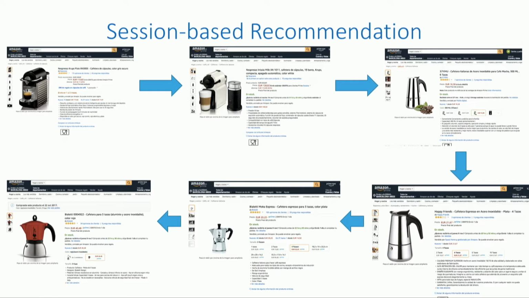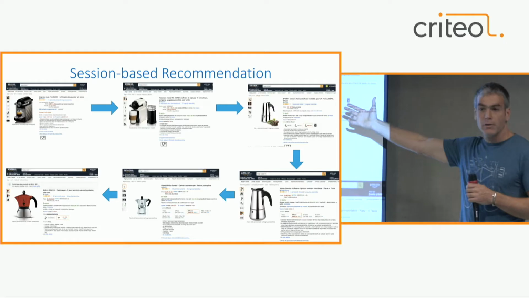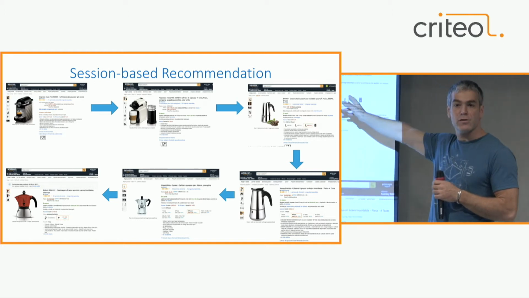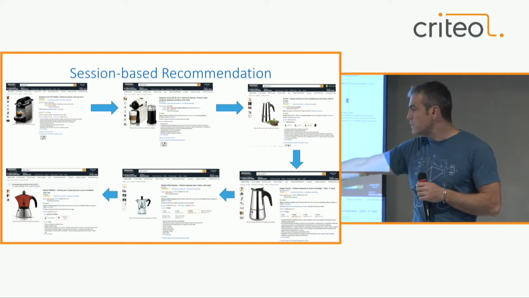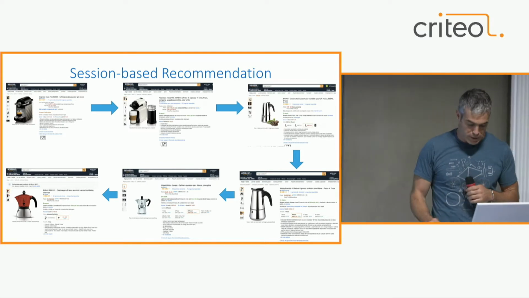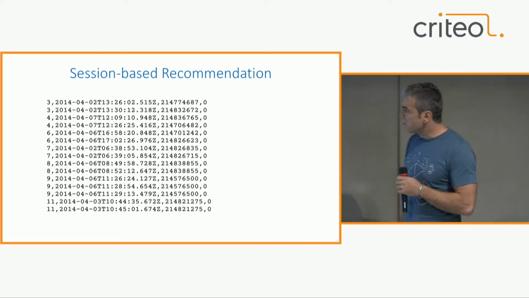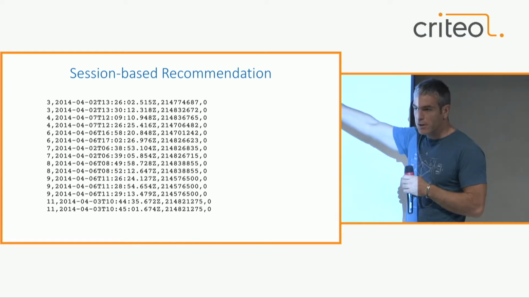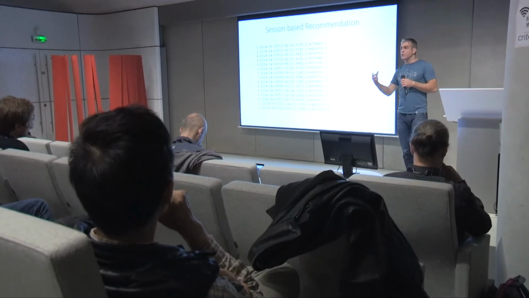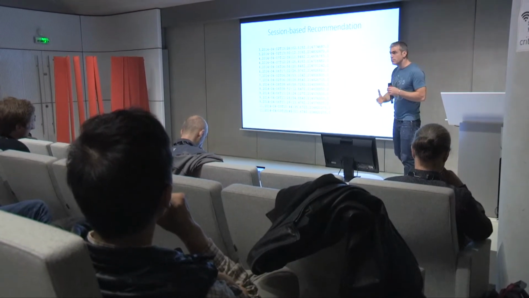For example, here, one user might want to buy a coffee machine. He starts clicking on espresso machines. Halfway through the session, he changes his mind and decides to purchase a mocha in the end, right? So this is a typical sort of session that you might get. And the data of this kind of sessions look like that. We have a session ID. We might not necessarily have a user ID, so the user might not be logged into the system, right?